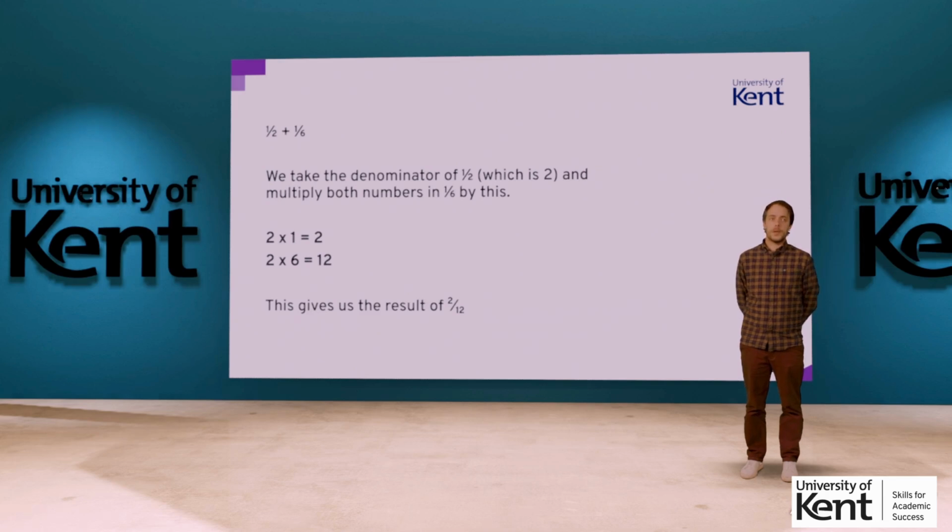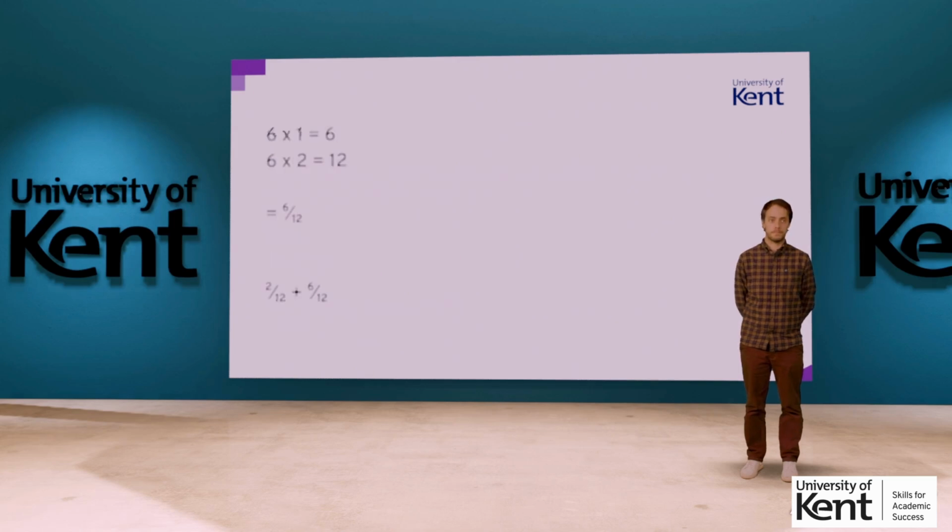The first thing we do here is to ensure our fractions have matching denominators, or matching bottom numbers. So in the case here of 1/2 plus 1/6, the simplest way to do this is to take the denominator of one fraction and multiply both numbers in the second fraction by this number. So here we take the denominator of 1/2, which is 2, and multiply both numbers in 1/6 by this. This gives us a result of 2/12. 2 times 1 is 2, 2 times 6 is 12.